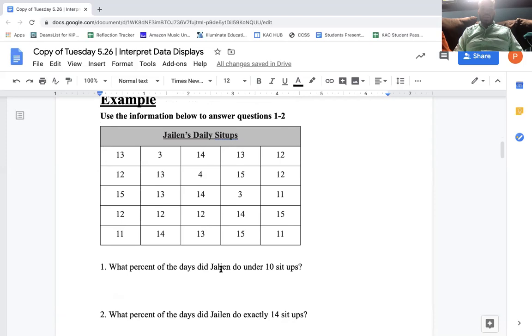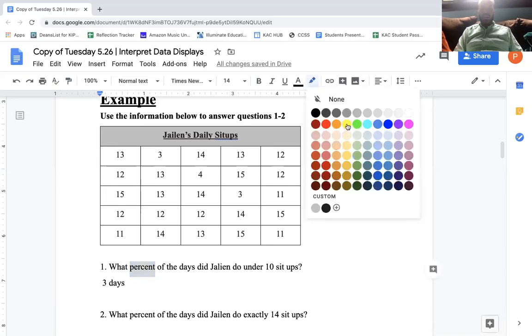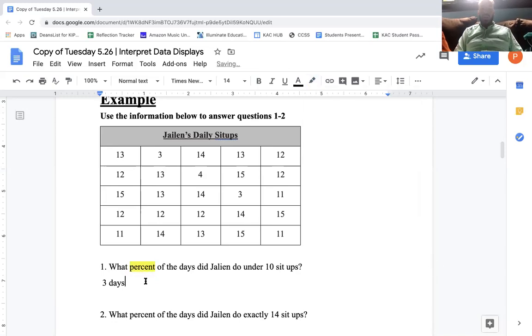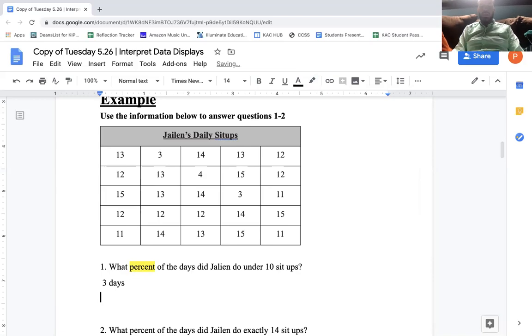What percent of the days did Jalen do under 10 sit-ups? There's actually 2 steps to this, and some of us are forgetting the second step when we see problems like this. The first thing I need to know is how many days did he do under 10 sit-ups? In this column, none of them are under 10. In this column, it's 1, 2, 3. So 3 days, he did under 10 sit-ups. That's not what this question asks us. This question asks us what percent of days did he do under 10 sit-ups. So I know that it's 3 days out of a total of 25 days.